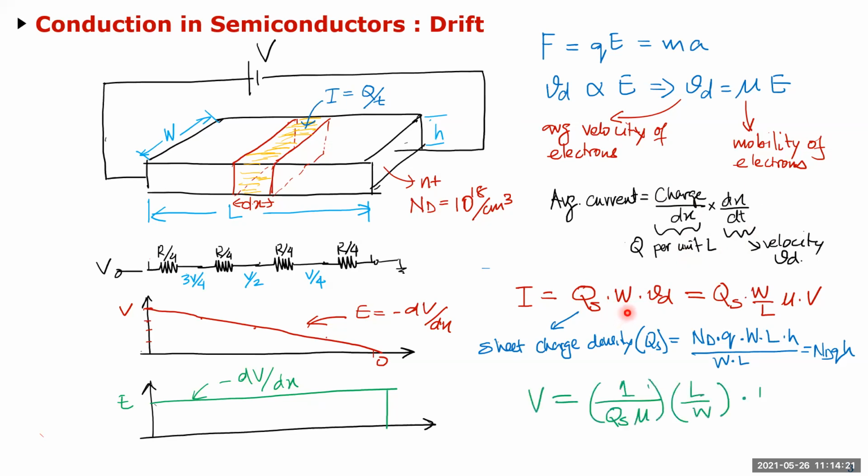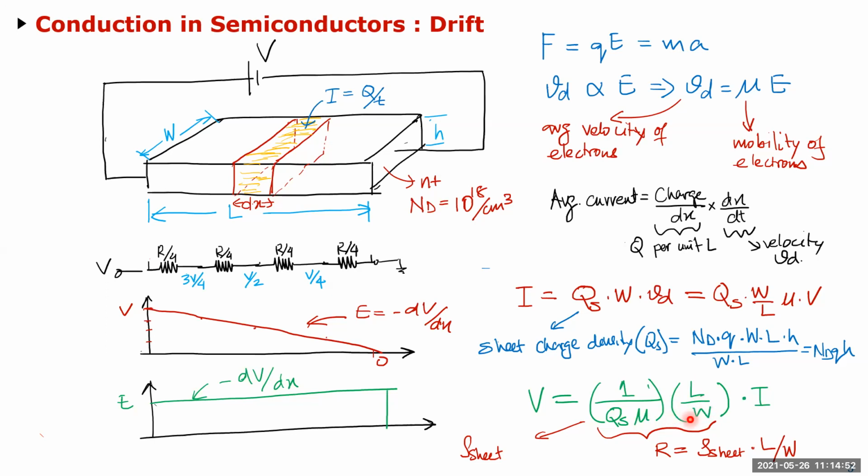And then you plug in QS, which is essentially related to your doping concentration, and W, L, and the height. And so what you get finally is V proportional to I, and the proportionality factor has this process factor, which is 1 divided by the surface charge density times the mobility of the electrons or the holes, and then the geometry part, which is L over W.